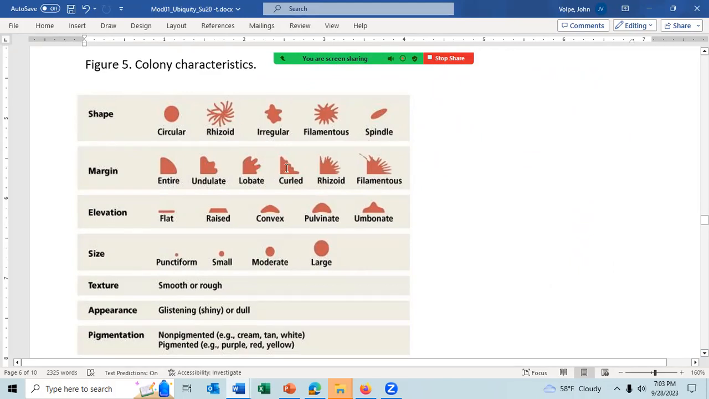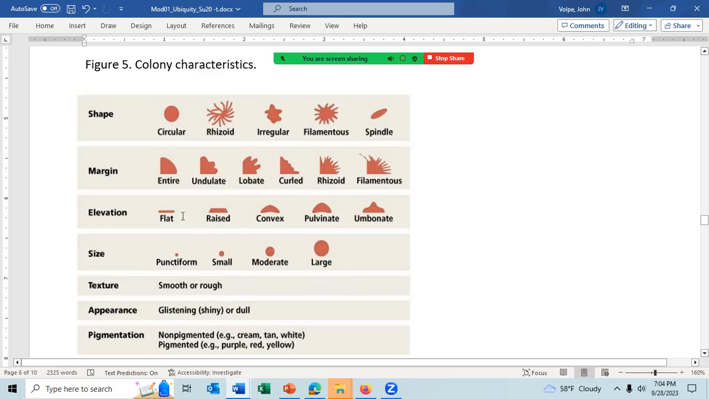And if ever I ask you to describe the margin of a colony, I would expect you to be able to distinguish, is it entire? But to distinguish between undulate, lobate, and curled, I would never ask you to do that. Okay? It's just too difficult. The same thing with rhizoid and filamentous. I would expect you to say rhizoid and filamentous is different from entire or undulate, but I would never ask you, tell me, is this a rhizoid colony or a filamentous one? Because they're just too similar.